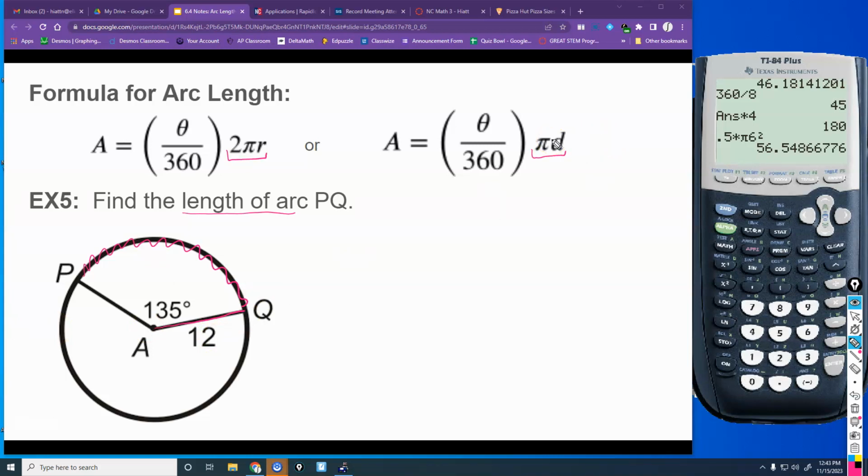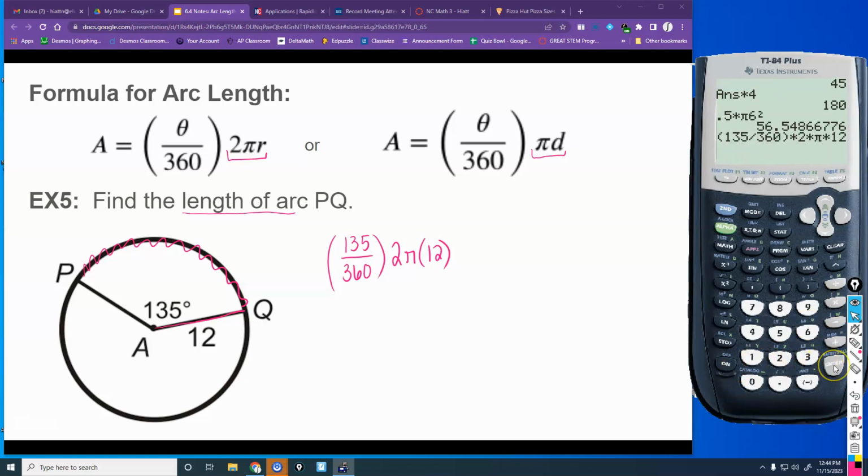So for arc length here, we've got a central angle of 135. So our fraction is going to be 135 out of 360. Right? And so that is the fraction of the circle that we are looking at, and we are going to do 2 pi times the radius, which is 12. And if we do that over here in the calculator, we will have 135 divided by 360 times 2 times pi times 12. And we have 28.274.